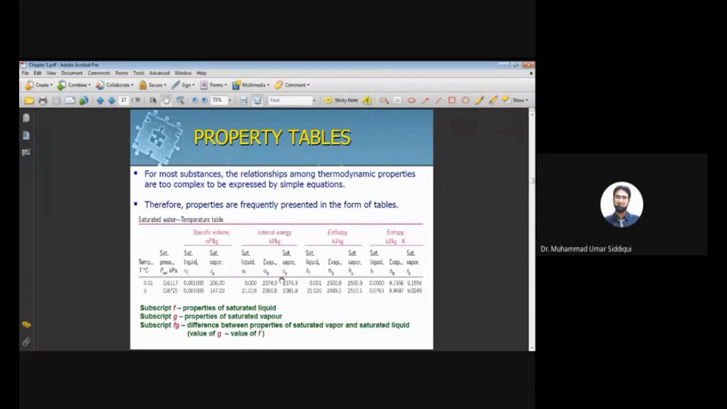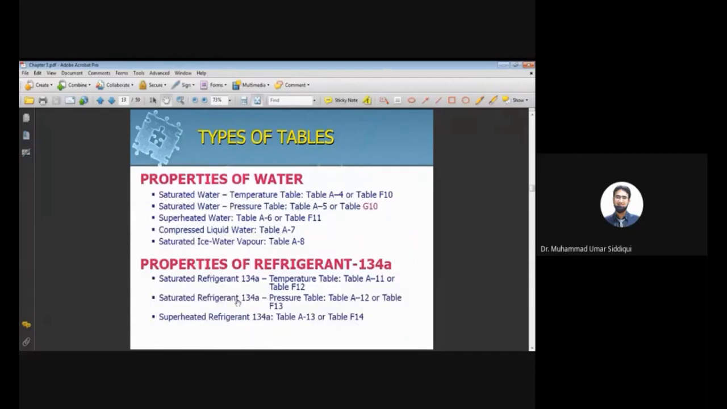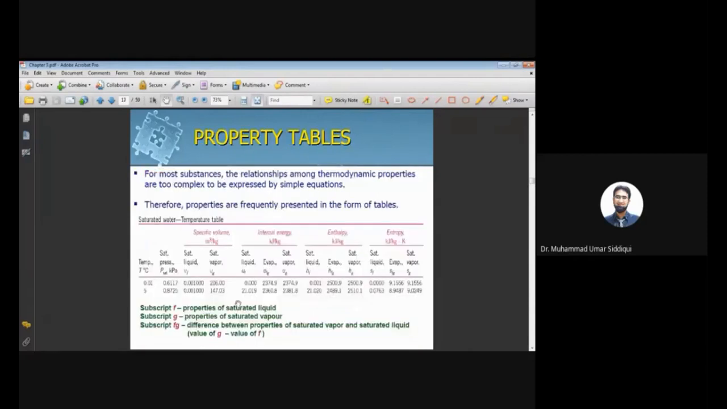Now let's first discuss what this property table represents. There are different kinds of tables in it. The tables are numbered. We're going to go through them. So let's first discuss the parameters which are there within these tables.